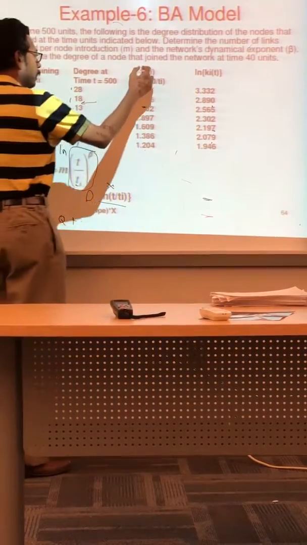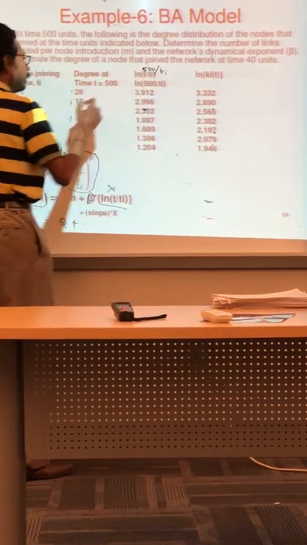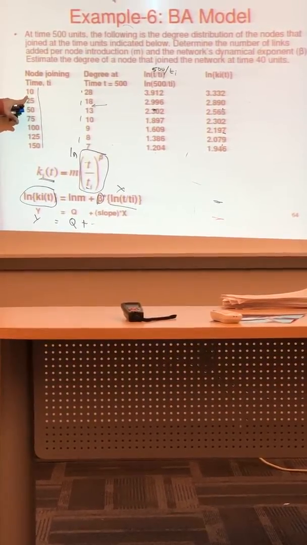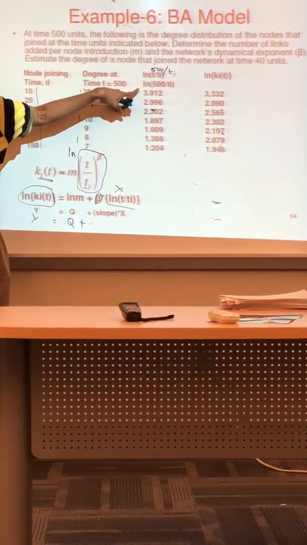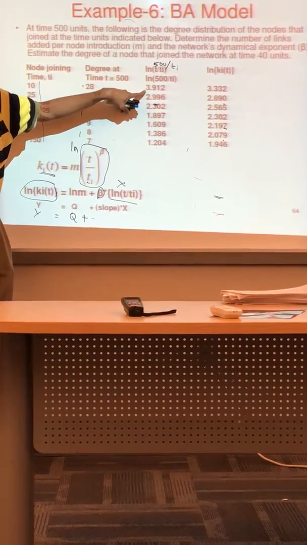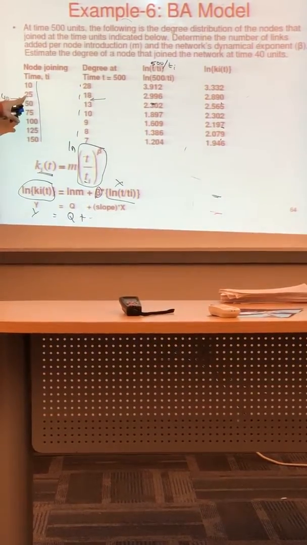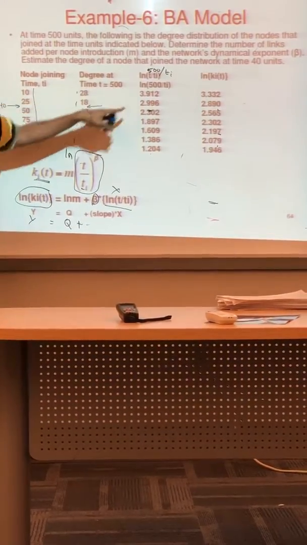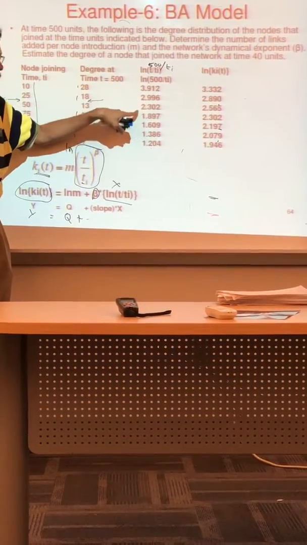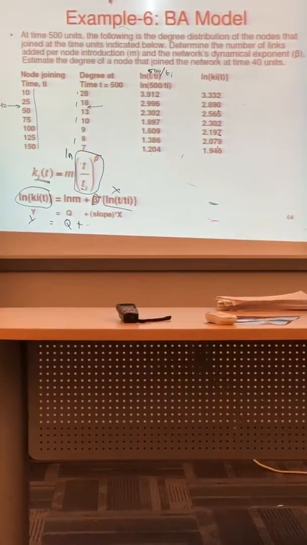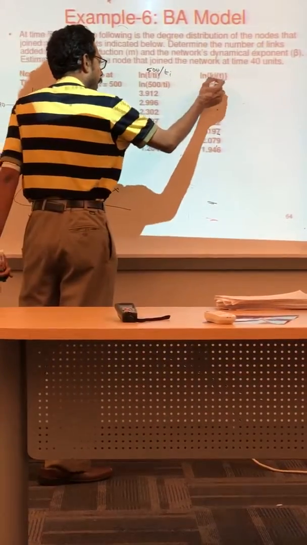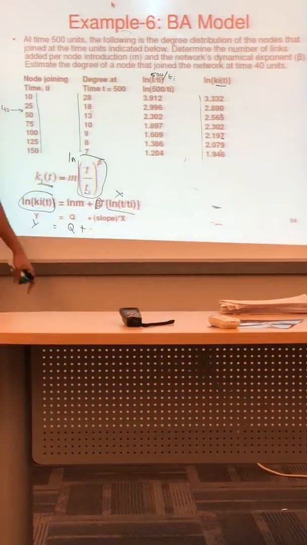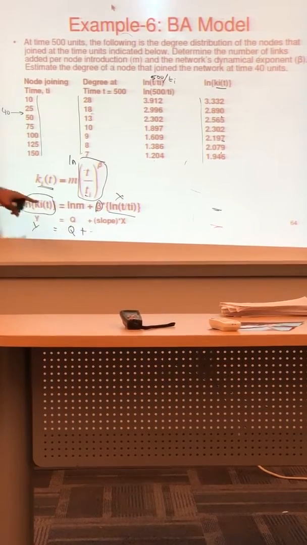So t over ti, where t is 500 divided by ti. Ti is all the joining times. So it's like 500 divided by 10, 50, log 50. All these are natural logarithms, base e. So log 50 is 3.912. Then 500 divided by 25, 20. So log 20 is 2.996 and so on. 500 divided by 50, 10. So log 10 is 2.302 and so on. Similarly, the logarithm of the log ki numbers would be this. So we expect a linear relationship between them.